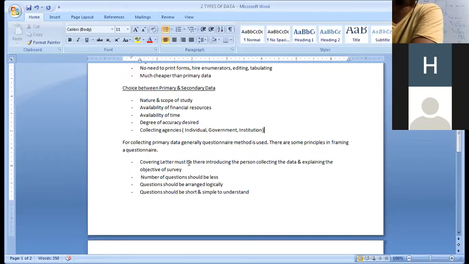So what is the purpose? That is important. Then second, the number of questions should be less. There should not be many unnecessary additional questions; if we put them, it is not advisable. Questions should be arranged logically. There should be certain logic in which the questions are arranged. And questions should be short and simple to understand.